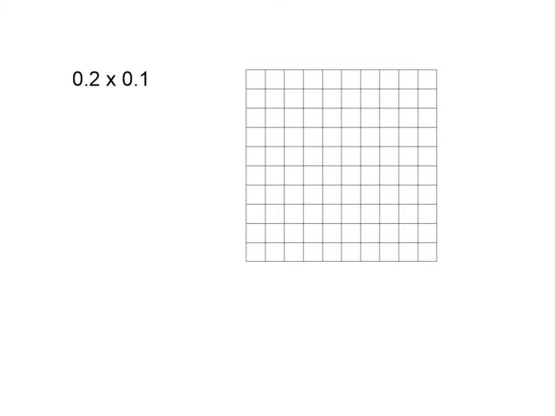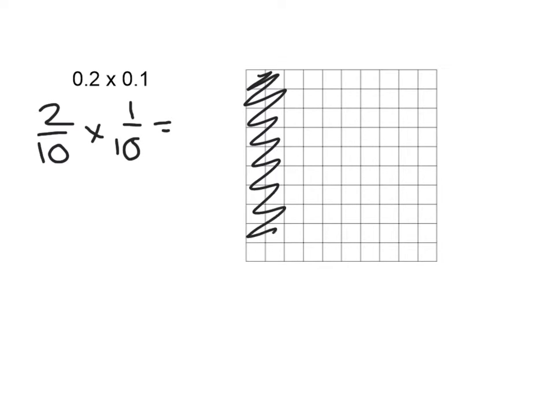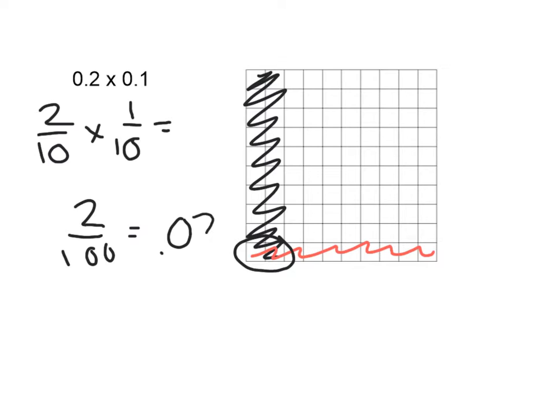Let's try that drawing one more time. So this time we have 2/10 times 1/10. What's shaded by both are 2 out of 100, or 2 hundredths, which is written like that.